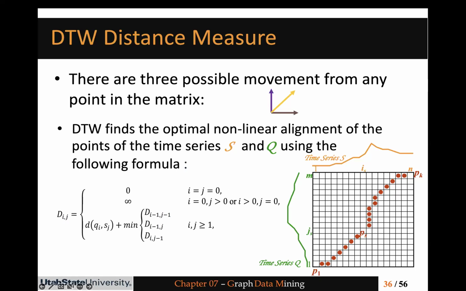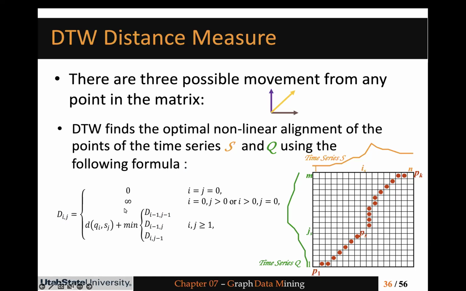The second edge case is when one of the time series lengths is equal to 0, while the other one is greater than 0, right? i equal to 0 and j greater than 0, or vice versa, so j equals 0 and i greater than 0. Well, in that case, of course, the distance is equal to infinity, right? So the distance between a non-existent time series and a time series which has a length of at least 1 is equal to positive infinity in this case.